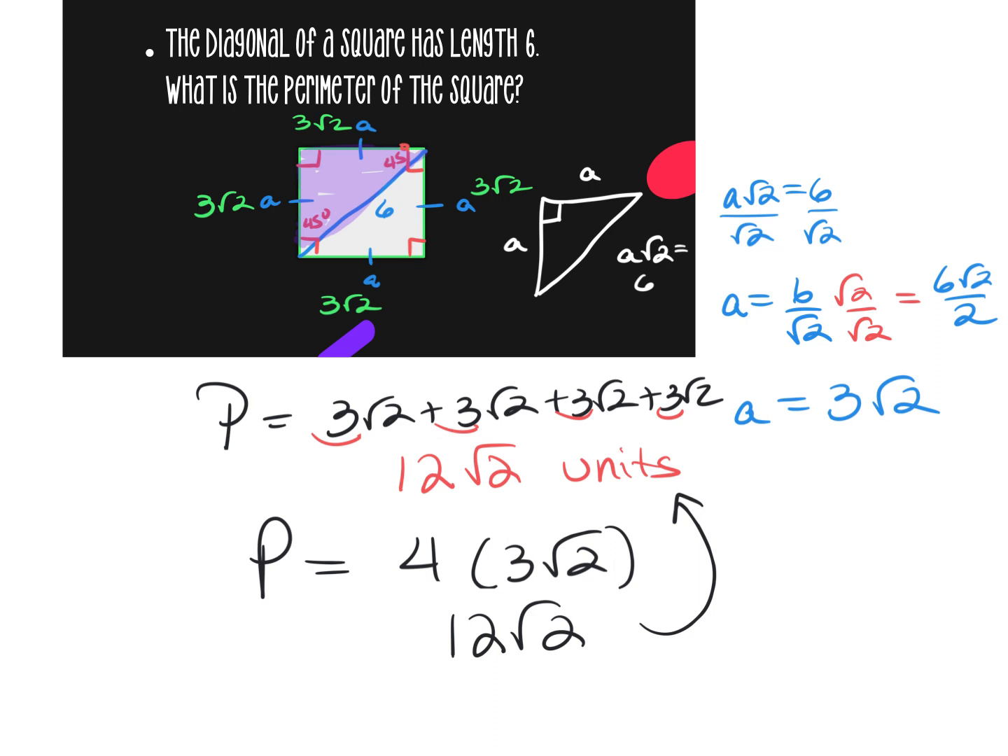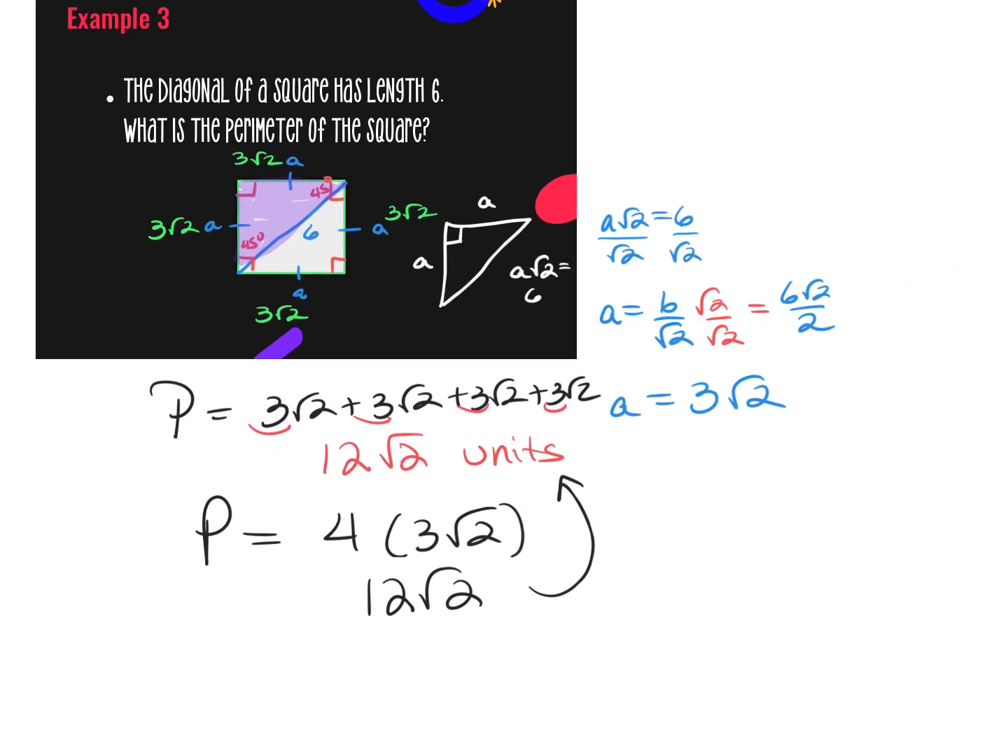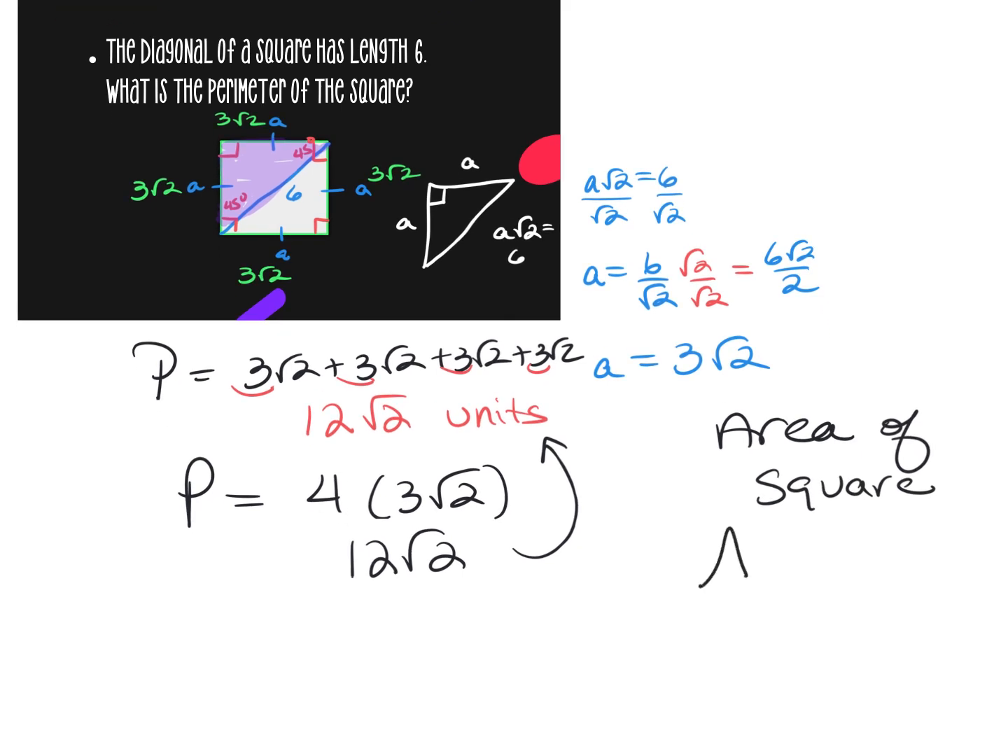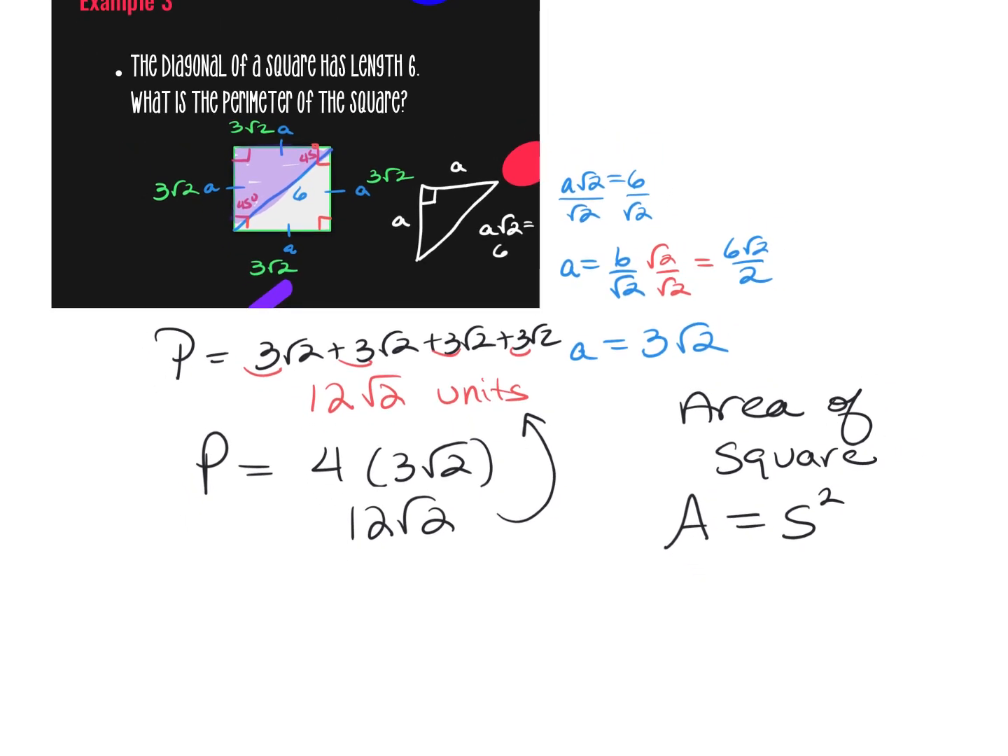So let me just add to this question. Let's also find the area of the square. So remember, area of a square is either side to the second power, or you could also do length times width or base times height. The only difference is the base and the height, or the length and the width, are the same number. So really it's just going to be 3 square root 2 times 3 square root 2.